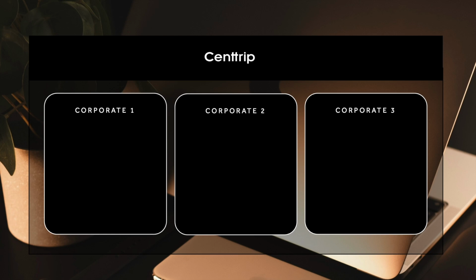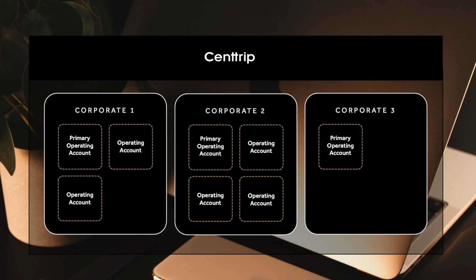Looking at that as a diagram, here are your corporates, and as you'll see in a moment, I've got access to 3 corporates in my example, and each of those corporates has a different number of operating accounts. And today we're going to look at how you can allow someone access to just a specific operating account, or you can give someone access to multiple corporates.